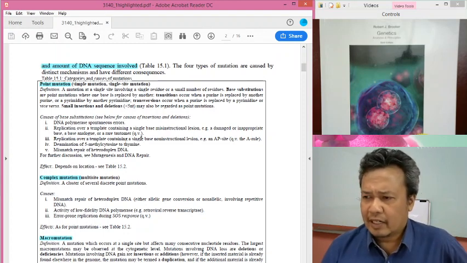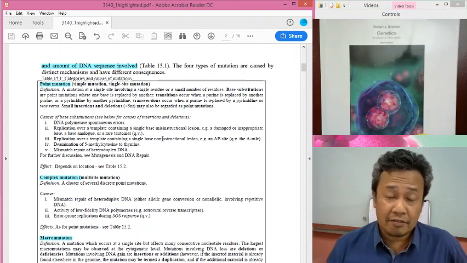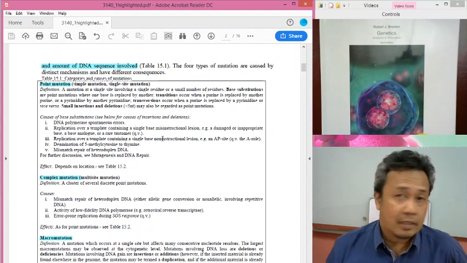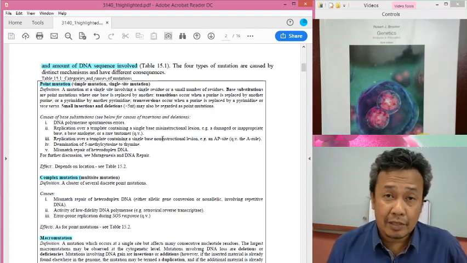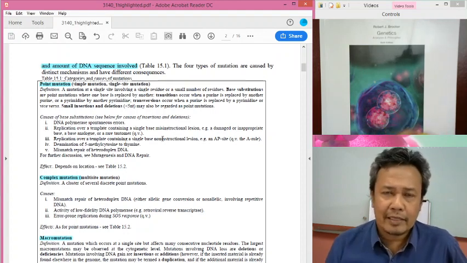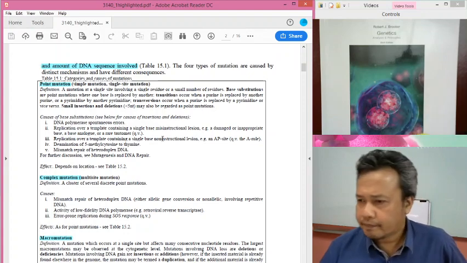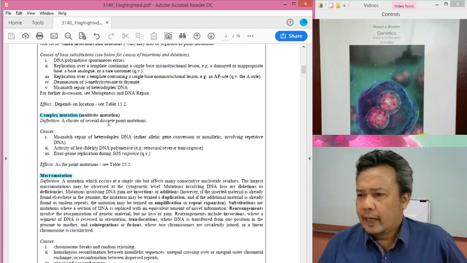Replication of a template containing a single base, non-instructional. So the difference is that misinstruction gives a different or wrong signal. Non-instructional means it doesn't give any signal. This is probably, for example, the abasic site. The apurinic site doesn't have a signal. So polymerase cannot put in the correct base. So these are the causes of base substitution.